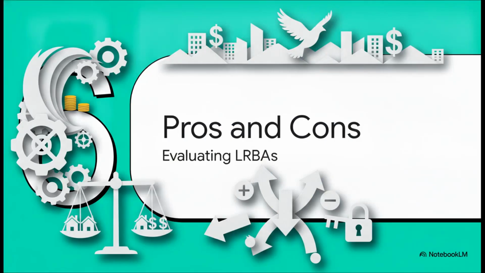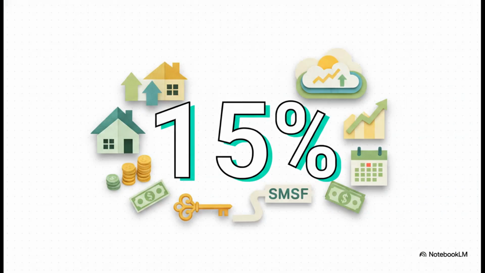Section 6. Pros and cons of an LRBA. Let's evaluate this. Okay, now that we understand the rules of the game, let's look at one of the biggest upsides of the whole thing. 15%. That is the maximum tax rate on your rental income during the SMSF accumulation phase. Plus, any capital gains receive a nice discount if the asset is held for longer than 12 months.